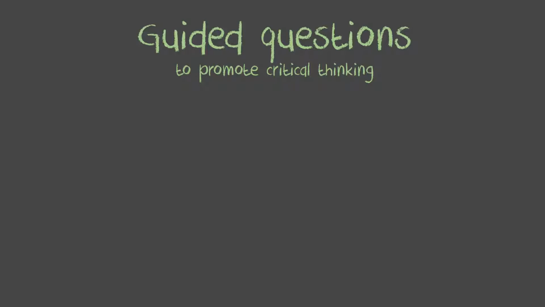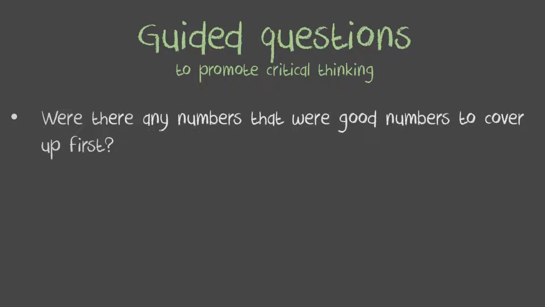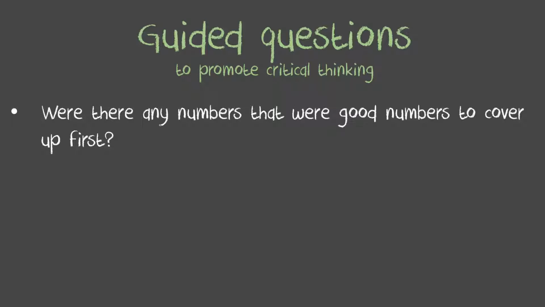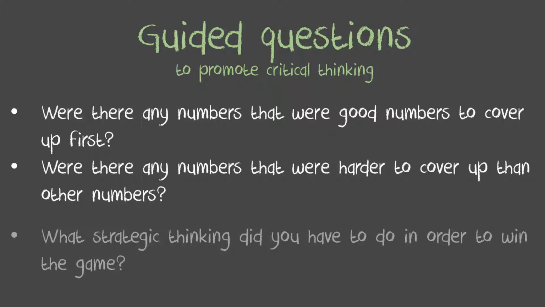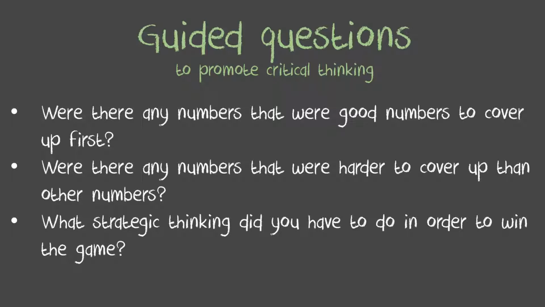Some guided questions to promote critical thinking. Were there any numbers that were good numbers to cover up first? Were there any numbers that were easy to cover up first? Were there any numbers that were harder to cover up than other numbers? And what strategic thinking did you have to do in order to win the game? We're trying to find out if there were certain numbers that were just more difficult to come up with.